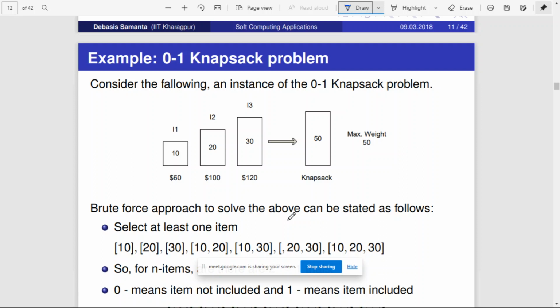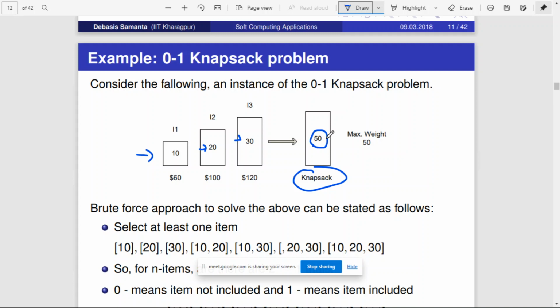Now here is one example for this problem. Assume that the shop contains only 3 items. Instead of x1, x2, x3, they are given as i1, i2, i3, and this is the weight of each item. The weight of i1 is 10 kgs, the weight of i2 is 20 kgs, the weight of i3 is 30 kgs, and the knapsack can hold totally 50 kgs. It cannot hold anything more than that.